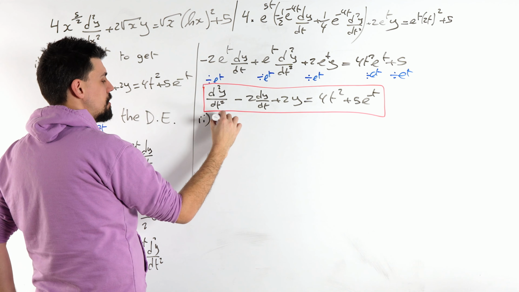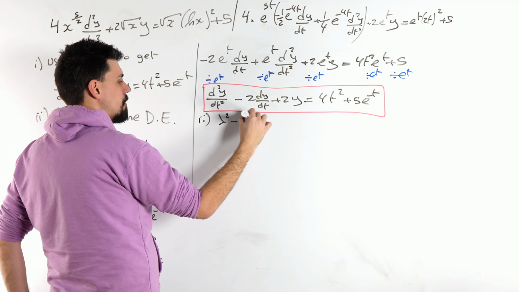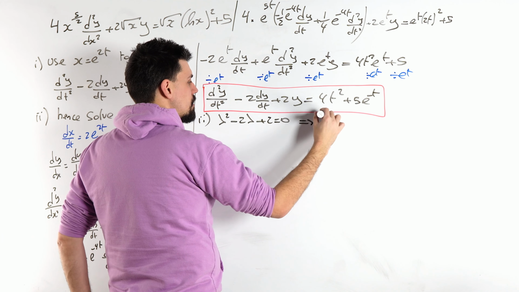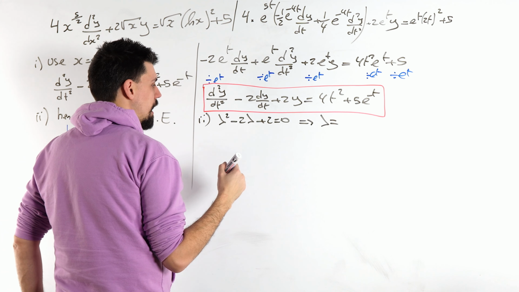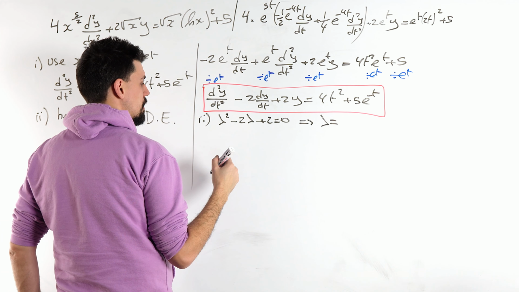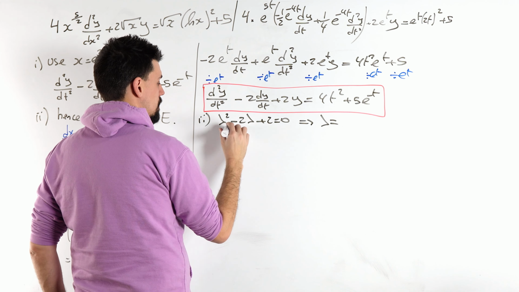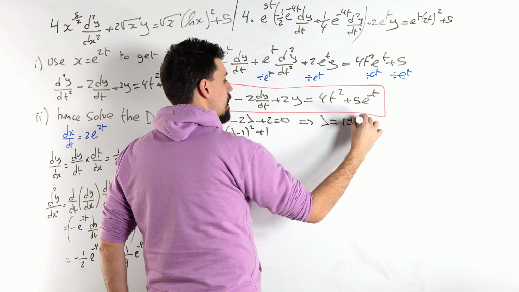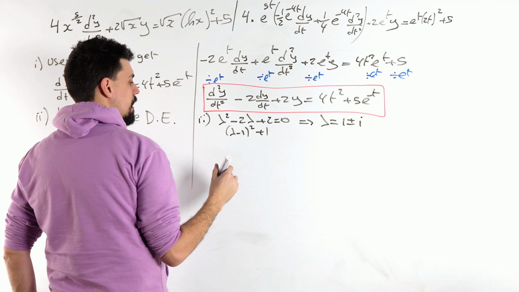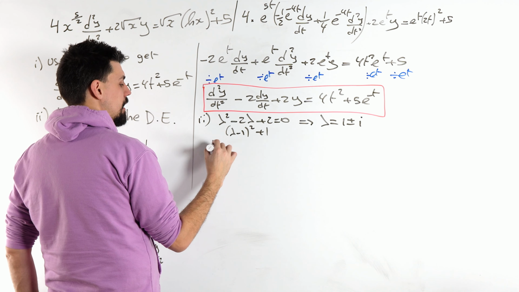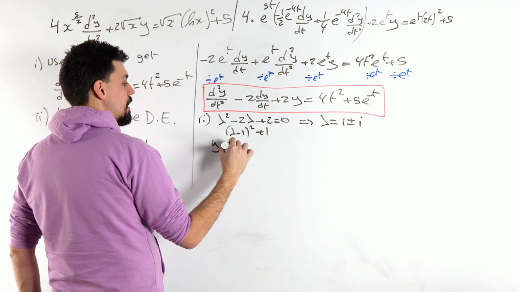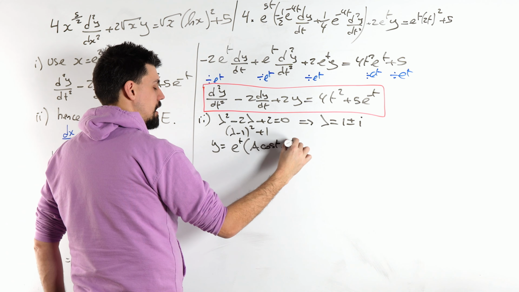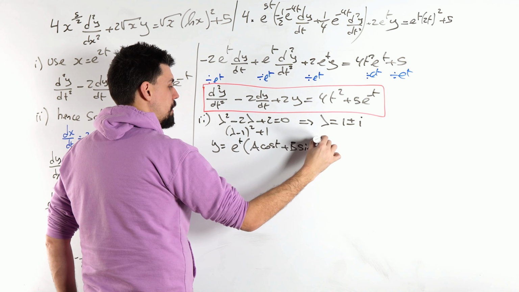We solve the homogeneous one. Characteristic equation, lambda squared minus 2 lambda plus 2 is 0. That solves for lambda: that's lambda minus 1 squared plus 1. So lambda is 1 plus or minus i, which tells me that my complementary solution is y equals e to the t, a cos t plus b sine t.